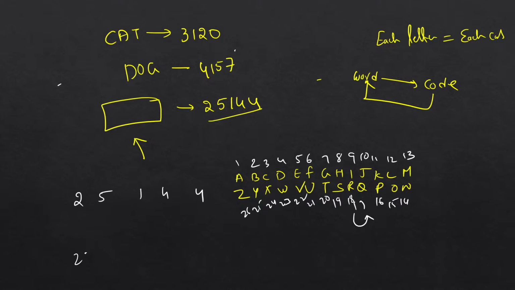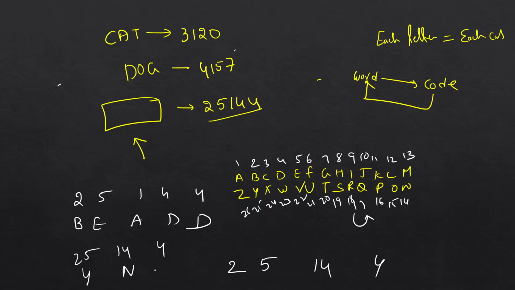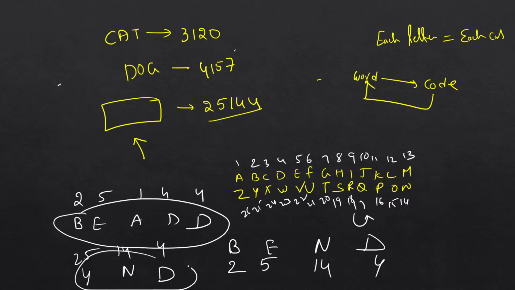25144, or it can be 25 14 4, or it can be 2 5 14 4. So if you're reading it as 25144, it is going to be B E A D D. If you're reading it as 25 14 4, it is going to be Y N D. If you're reading as 2 5 14 4, it is going to be B N N D. So you are going to get three different kinds of words because we don't know how to read those numbers, whether to take them separately or whether to combine them.